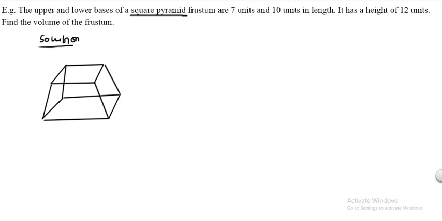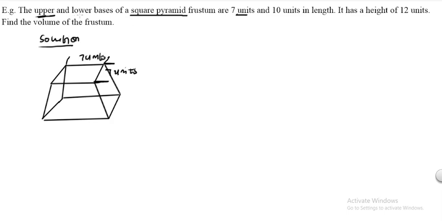Now, the question says the upper and lower bases of the pyramid frustum are 7 units and 10 units in length. So what this is saying is that the length of here, now they said the upper is 7 units, so that means the distance from here to here is 7 units. And since we are dealing with a square, the distance from here to here is also 7 units.